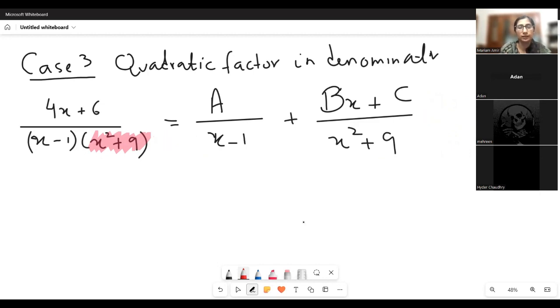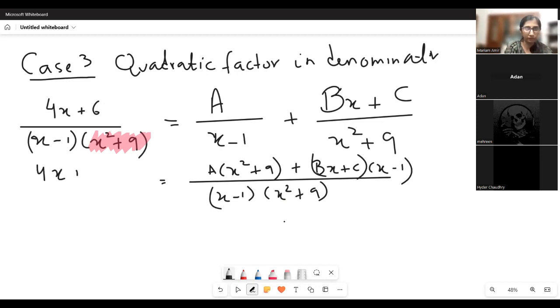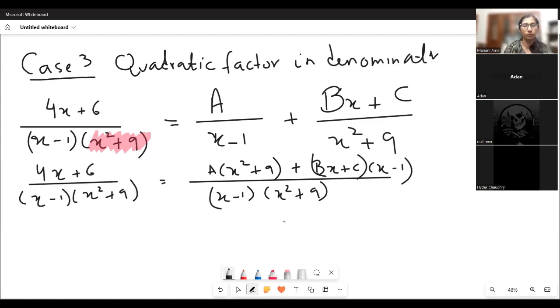Okay, now we will take LCM on both sides. So we'll get x minus 1 times x squared plus 9 on the left, and on the right a times x squared plus 9 plus bx plus c times x minus 1. And we have 4x plus 6 upon x minus 1 times x squared plus 9. The denominator cancels on both sides.